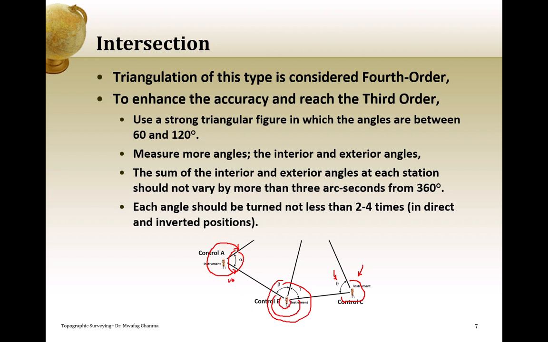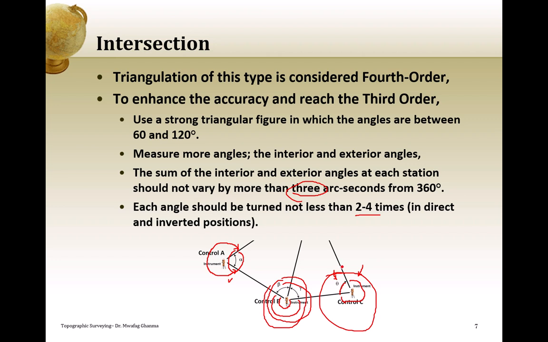So we added more observations and more geometric conditions, and this is what we are saying. When we consider every angle inside and outside, interior and exterior, the misclosure should not be more than 3 arc seconds in these 360 degrees. This is the condition. And every time we do the measurement, we do not measure it one time, we measure it 2 to 4 times in the face left and face right positions.